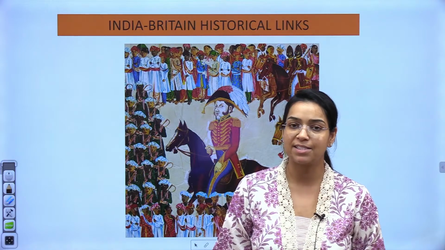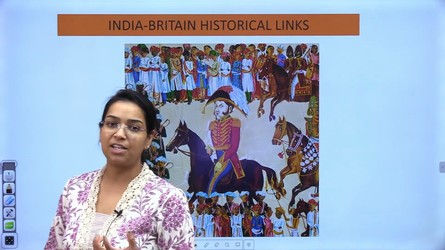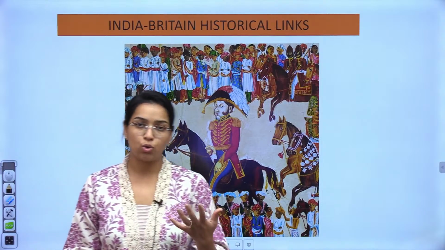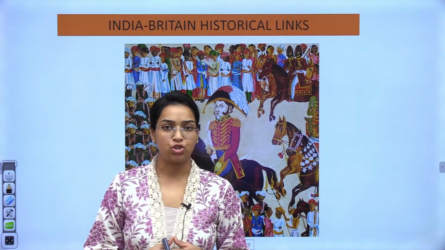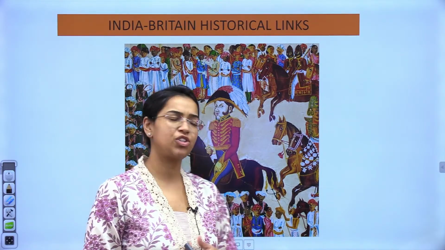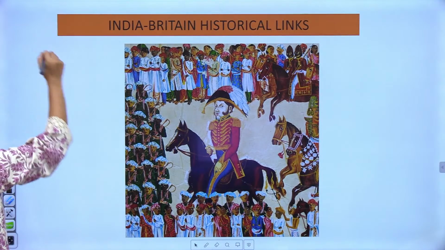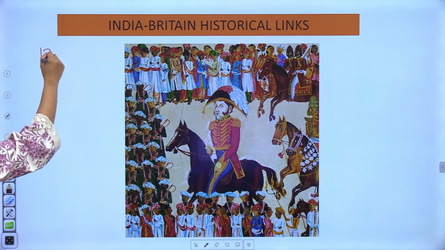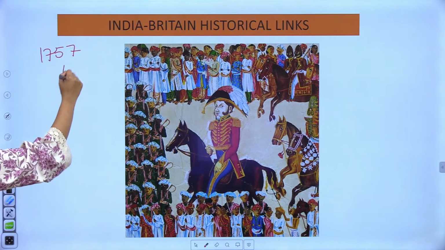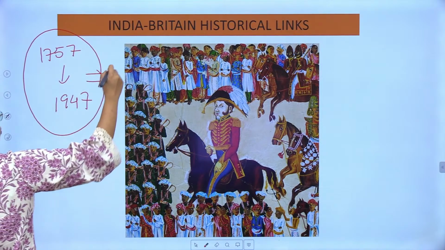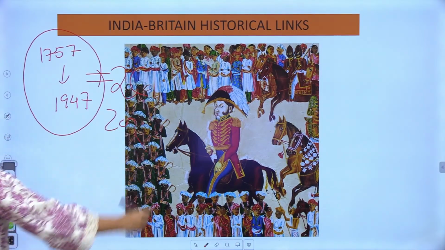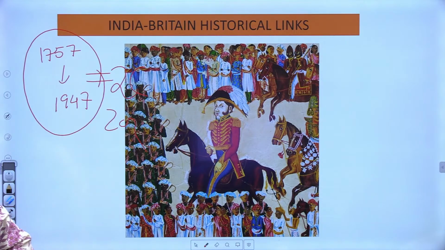Why did they come to India? To trade, but ultimately they ruled us, took over the throne of India and ruled us for more than 2 centuries, over 200 years, starting from 1757 broadly with the Battle of Plassey till our independence in 1947, right? So for over 2 centuries they ruled over the Indian subcontinent, especially the Indian part.